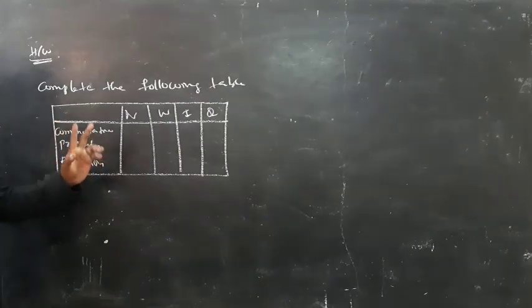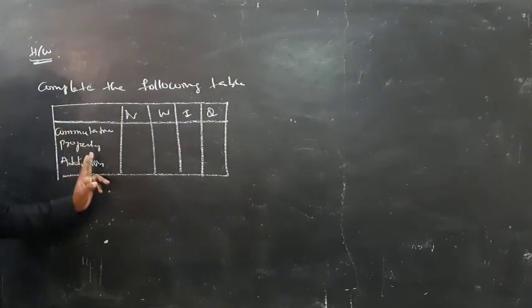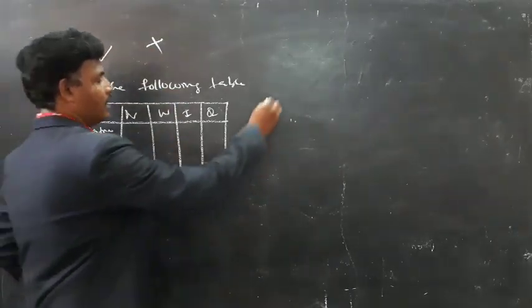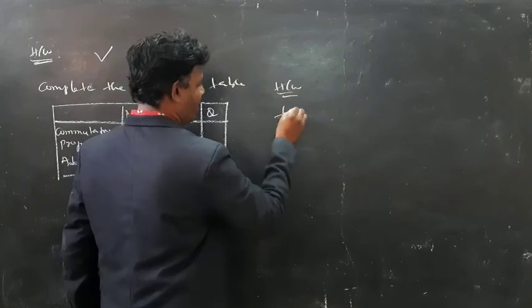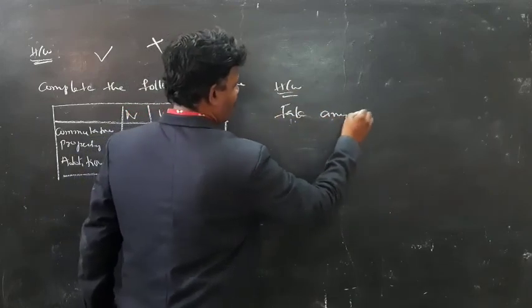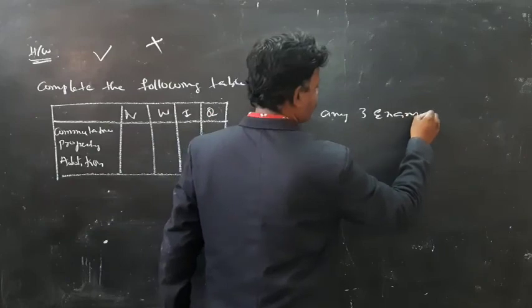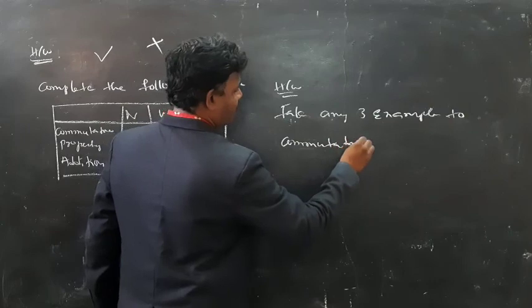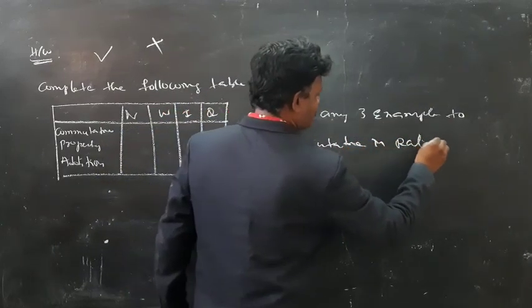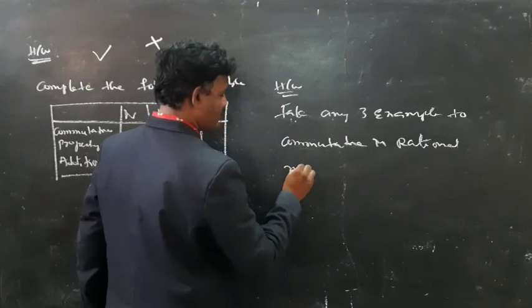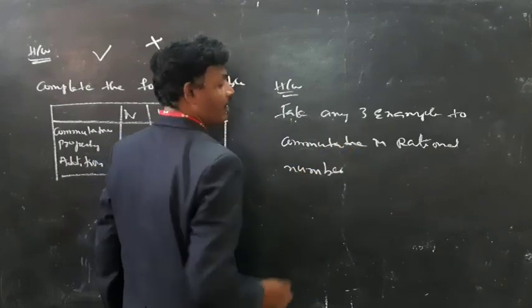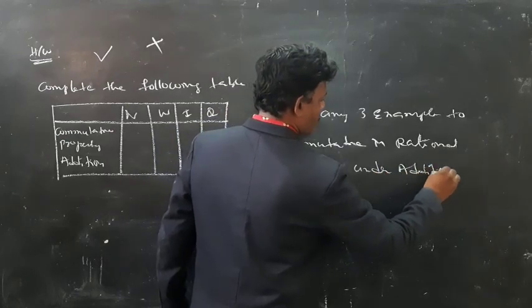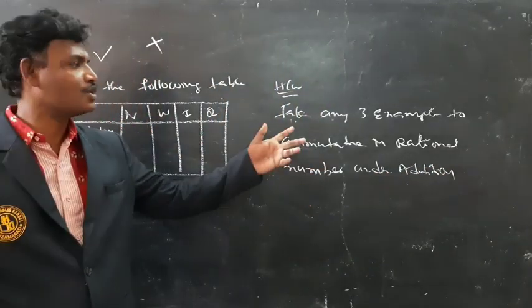Complete the following table. If the closure or commutative property is satisfied, take the tick symbol like this. Otherwise, take the wrong symbol. Next, take any three examples to prove commutative property in rational numbers, in rational numbers under addition.